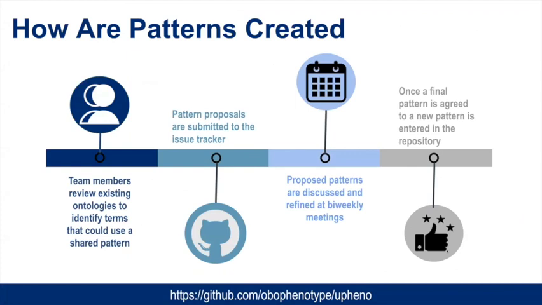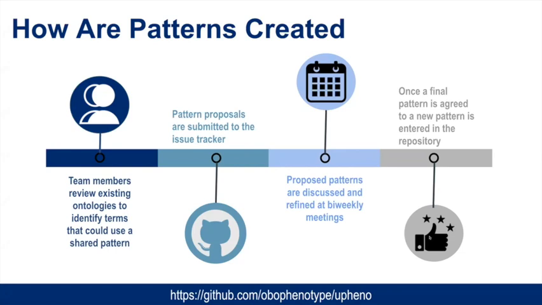So as a team of phenotype ontologists working together, this is how some of the workflow of how we work together to do this. So we initially reviewed all of the existing kinds of classes and types of classes that we had in our ontologies, and we identified terms that we could apply these shared patterns to. So things like abnormal morphology or abnormal anatomical entity in a location, things like that.